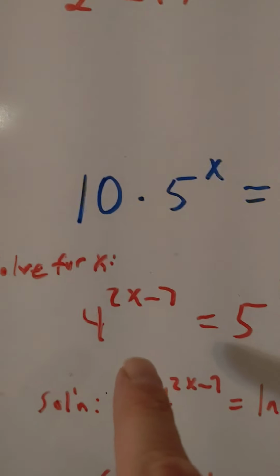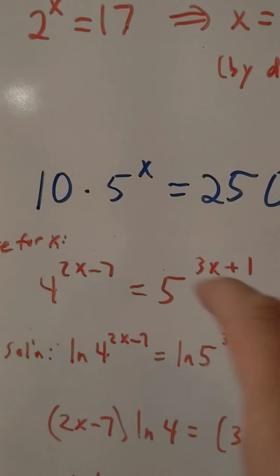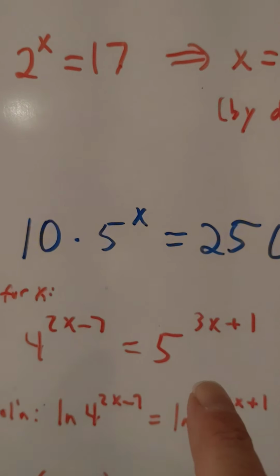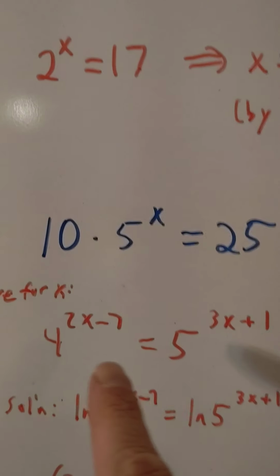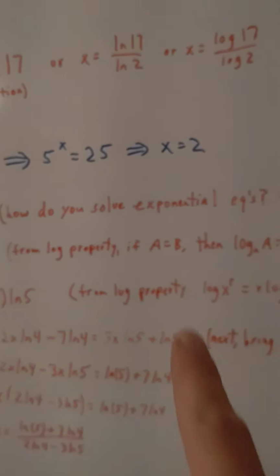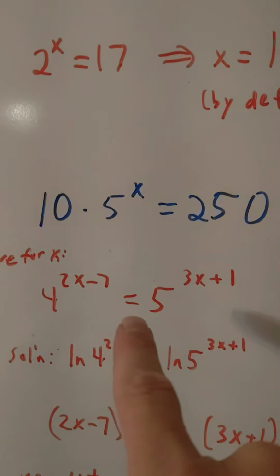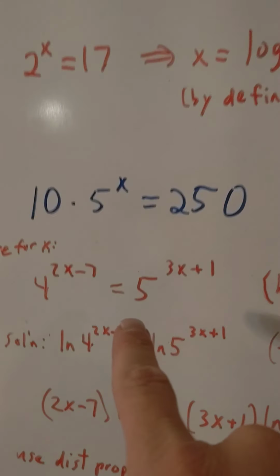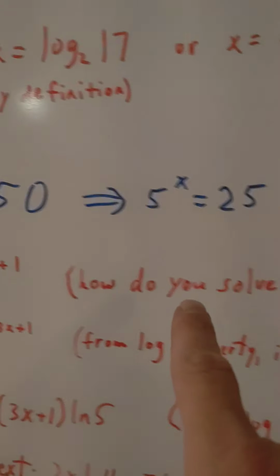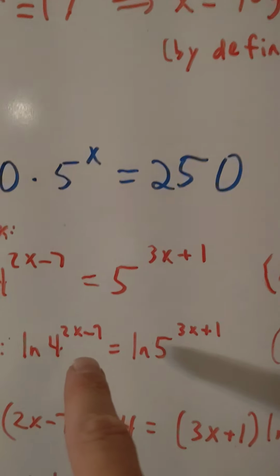Let's continue. Let's solve for x for this exponential equation, because I see an equal sign and I see variables in the exponent. So it's an exponential equation. And notice I can't write 5 as a power of 4. So we're going to need logs. So how do you solve an exponential equation? This is what you should be thinking of when you're faced with an exponential equation. The best way to solve an exponential equation is to bebop to its equivalent log form. So use logs. Logs unlock the exponent.